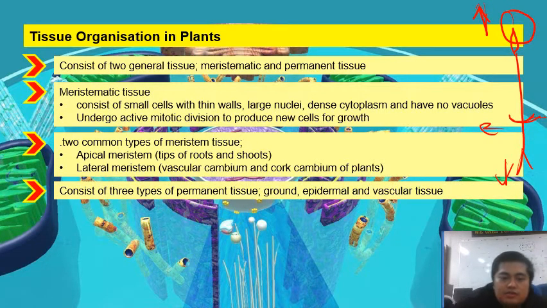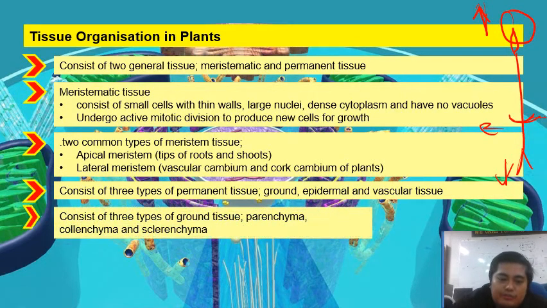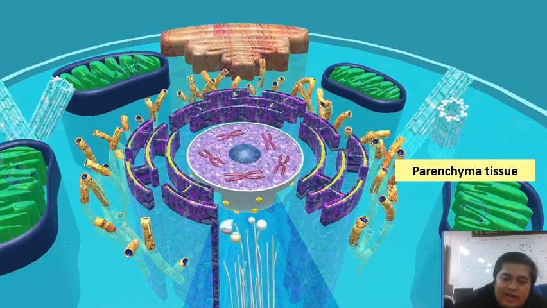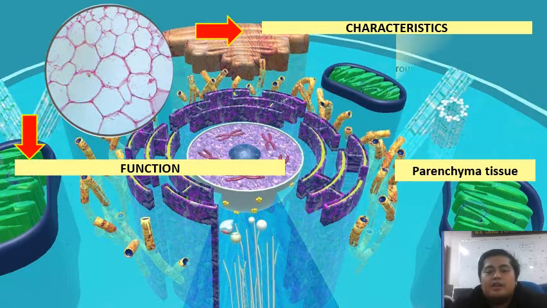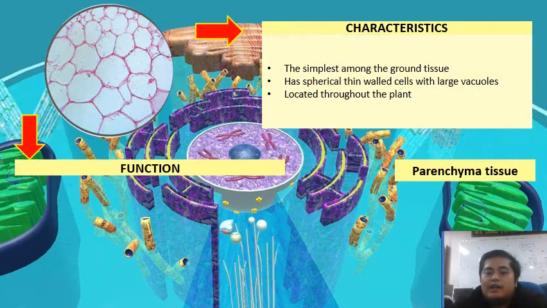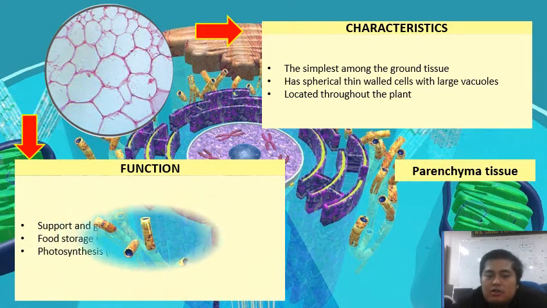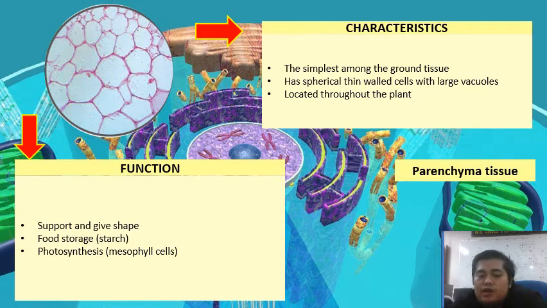So next, it also consists of 3 permanent tissues, ground, epidermal and vascular tissue. So untuk ground tissue dia ada 3 pula. Kita ada parenchyma, collenchyma and sclerenchyma. So first kita tengok parenchyma tissue. So parenchyma tissue karakteristik dia adalah it is the simplest among the ground tissue. They have spherical thin-walled cells with large vacuole and located throughout the plant. So their function is to give support and shape.